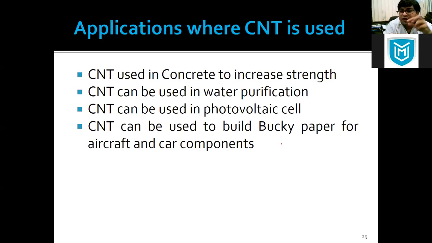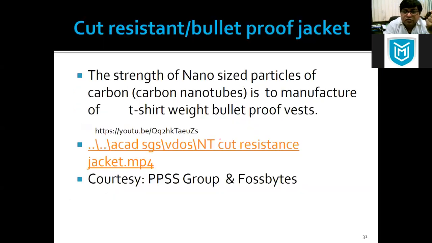So probably there are elements of carbon, and we know carbon is a very strong material, and carbon nanotube is even stronger than that. Carbon nanotube can even be used to make cut and bulletproof resistant material, right? So I have one amazing video. It will surprise you how it is used. Just watch this video.